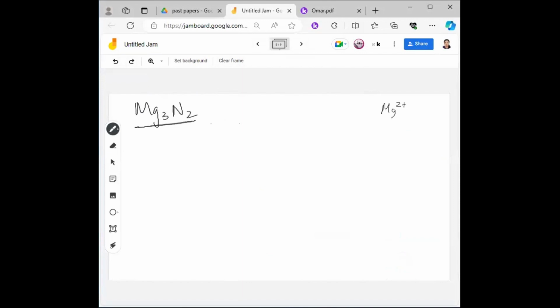Okay. The first thing that you should do is split it, and then you should write the electronic configuration. You know? Okay. Do it. Come on.